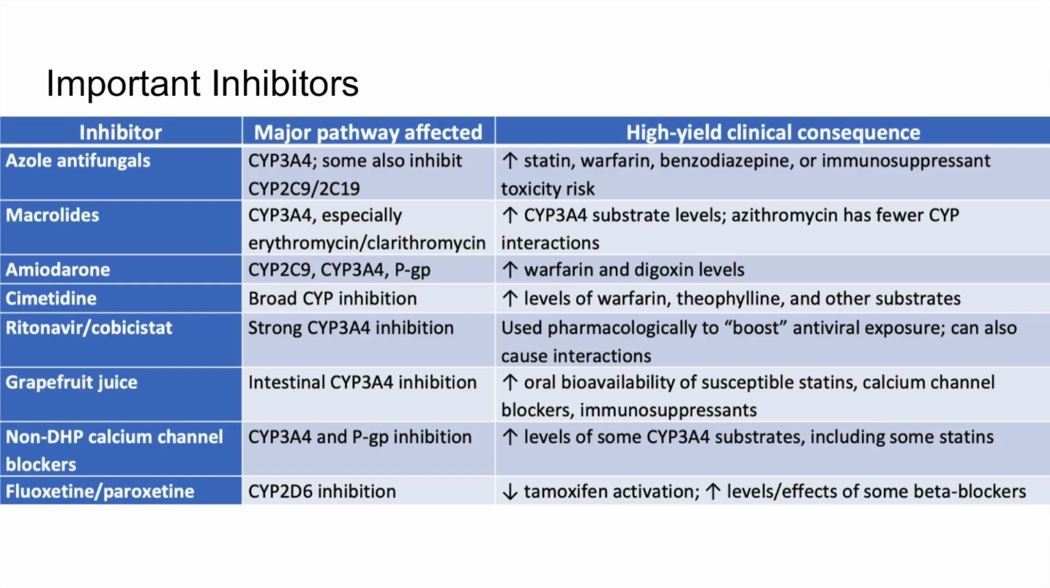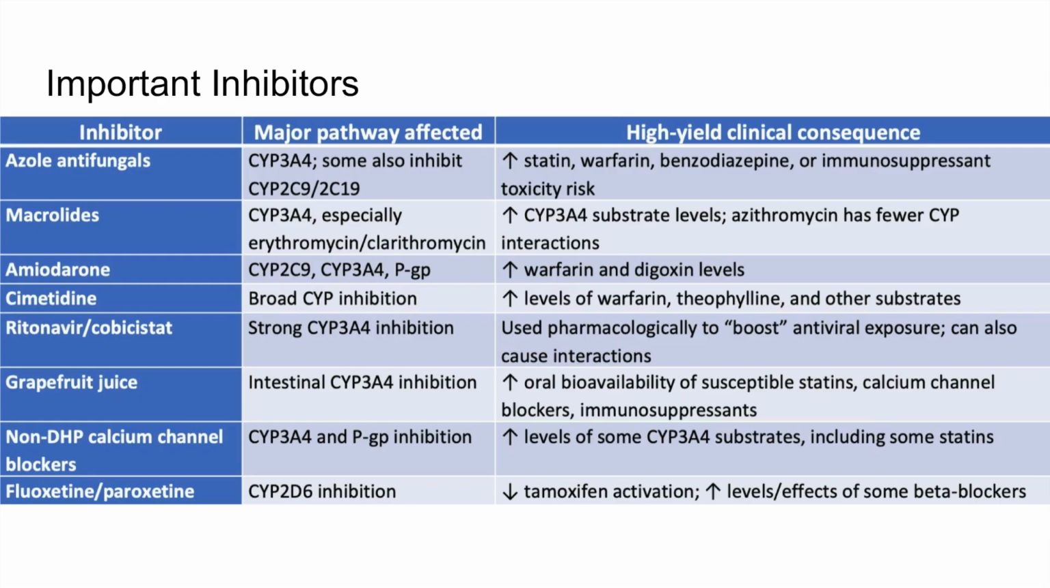Cimetidine, sorry guys, I'm not a pharmacist. I'll get these pronunciations eventually. It is a broad CYP inhibitor. Ritonavir and cobicistat strongly inhibit CYP3A4 and are intentionally used to boost certain antiviral concentrations, although they also create numerous interactions. Grapefruit inhibits intestinal CYP3A4, increasing the oral bioavailability of susceptible drugs. Fluoxetine and paroxetine inhibit CYP2D6 and may reduce tamoxifen activation while increasing exposure to some beta blockers.